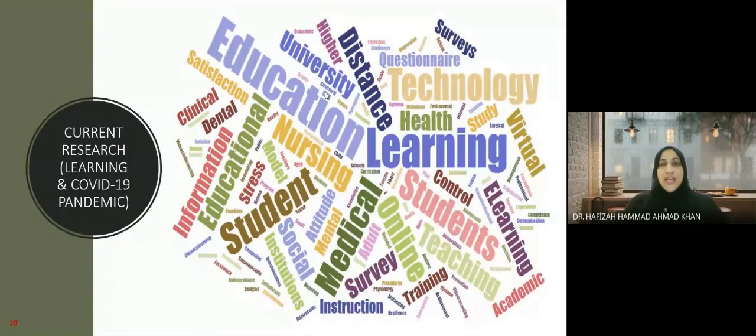So by looking at the keyword analysis, it can give researchers an idea of the areas they can explore. For example, in this list, if you check here, you cannot find monitoring, and evaluation or assessment is very limited in these studies compared to student satisfaction, students' mental health, students' attitude, and so on.